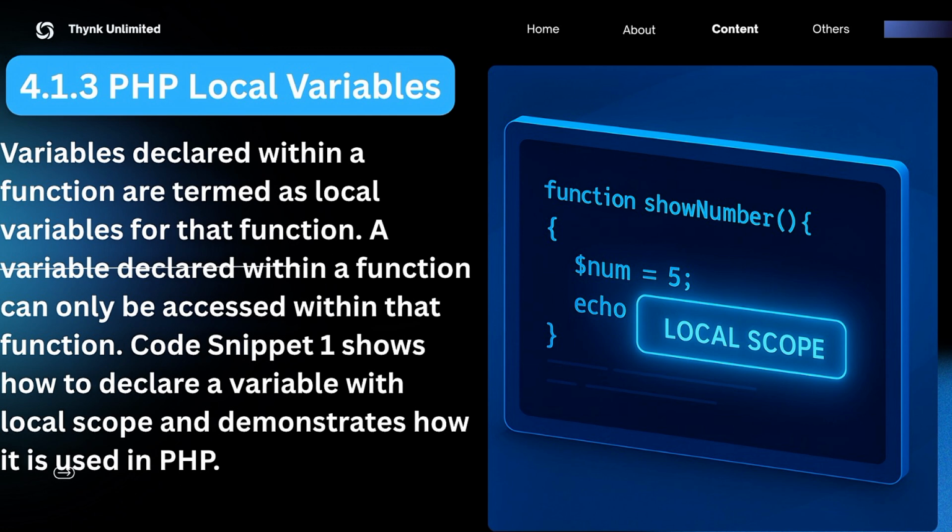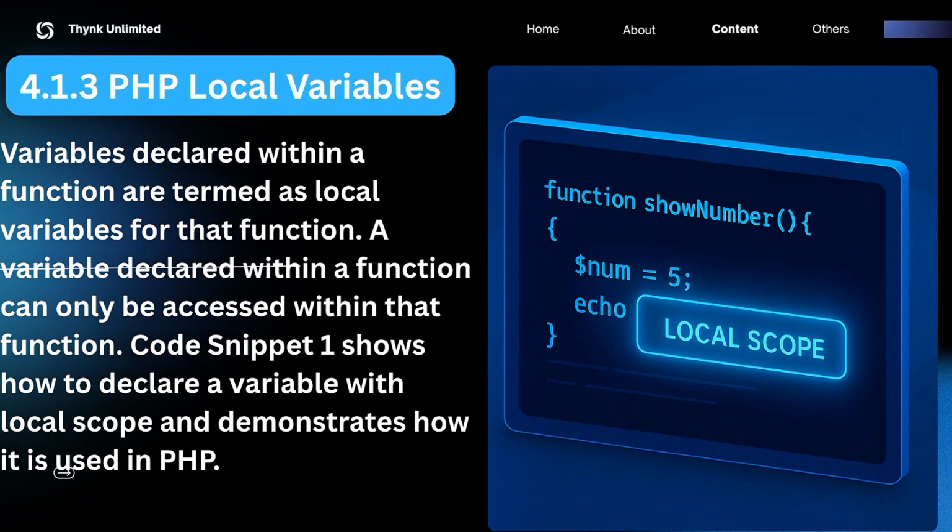For example, consider the following code snippet. function showNumber() { $num = 5; echo $num; } In this example, $num is a local variable. It belongs only to the showNumber function. When this function runs, PHP creates the variable num in memory, assigns it the value of 5, and then displays it using the echo statement.